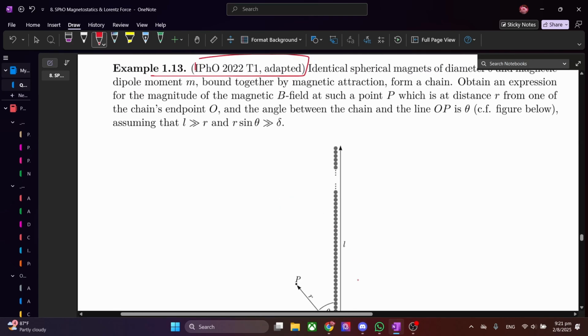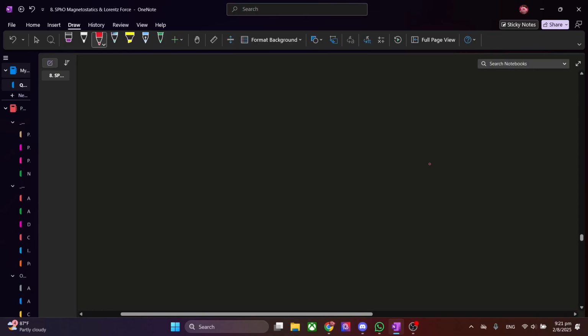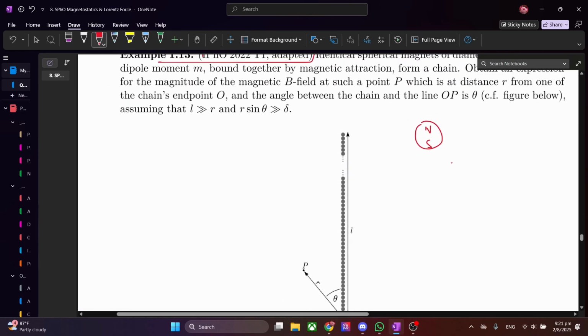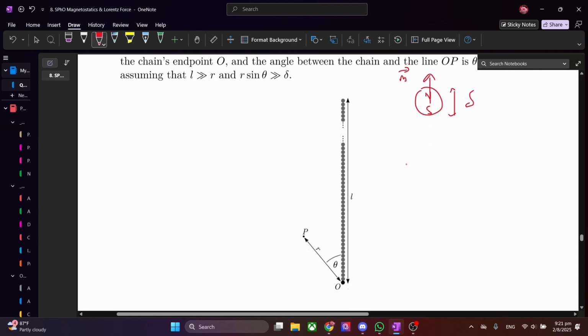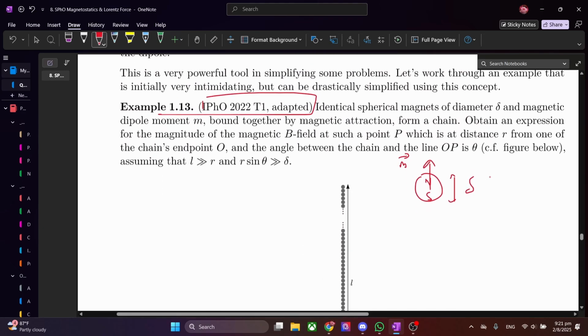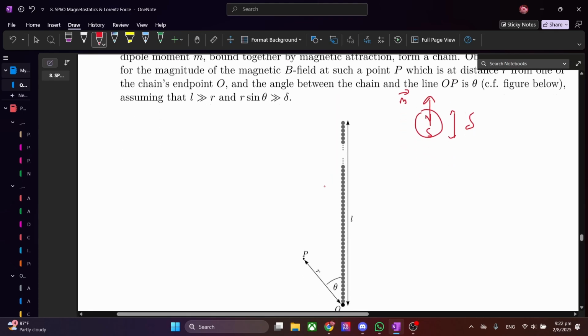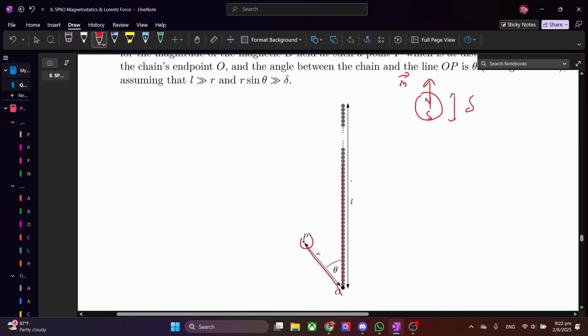So to explain the question clearly, basically, you have spherical magnets, okay? So your magnets look something like this. A spherical magnet, and these spherical magnets have diameter delta and magnetic dipole moment m, so it looks something like this. And they are bound together by magnetic attraction, so they're attracted to each other and they form a chain like this. So what we want to do is obtain an expression for the magnitude of the magnetic B field at some point P over here with the parameters R, theta, and this L.